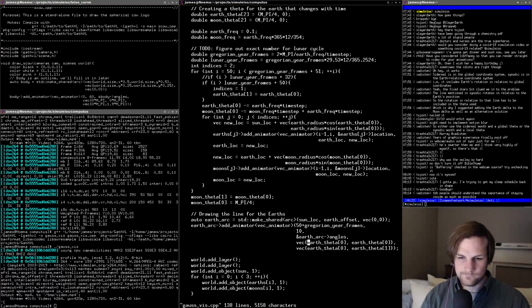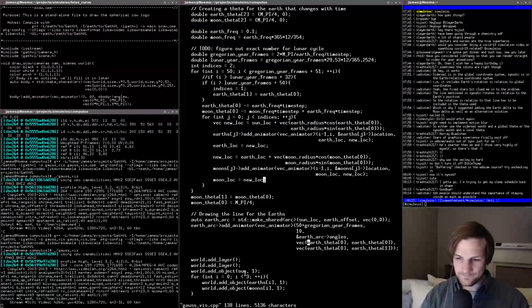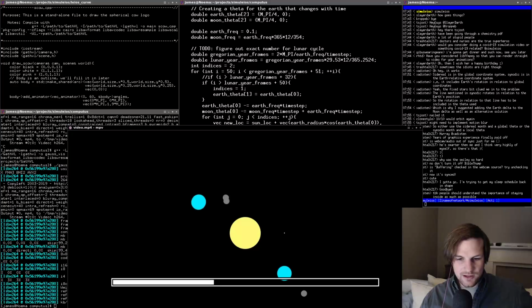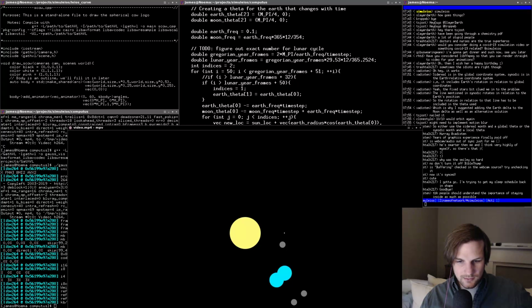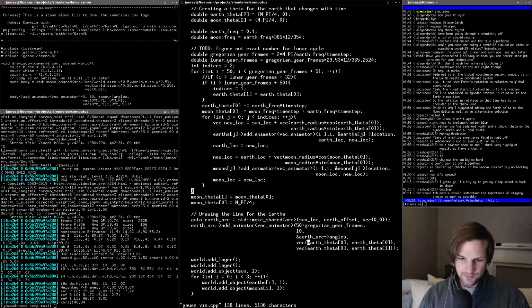Okay, let's see what happens. G++ Gauss visualization. And let's just see what this looks like. I'm not sure, but I think maybe the second argument was a duration of the animation. Nope, that seemed to do nothing. Okay. Let's try it again.